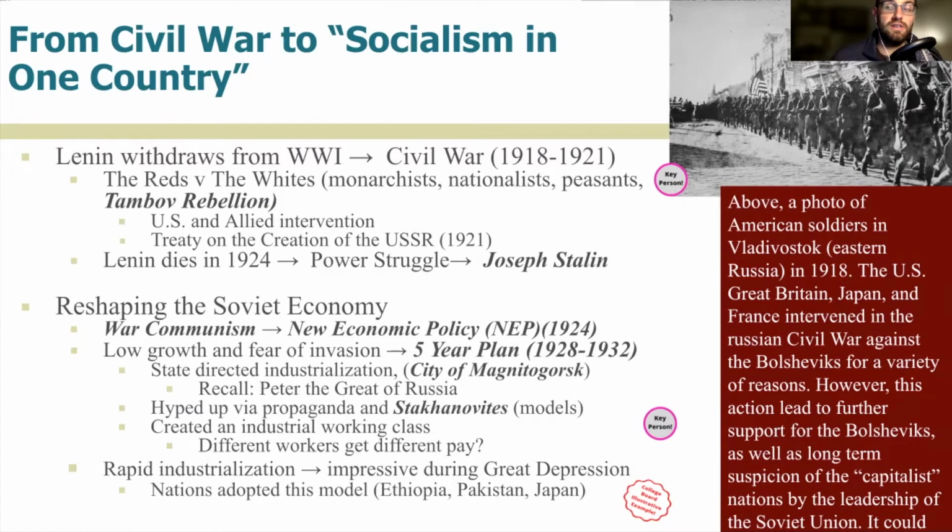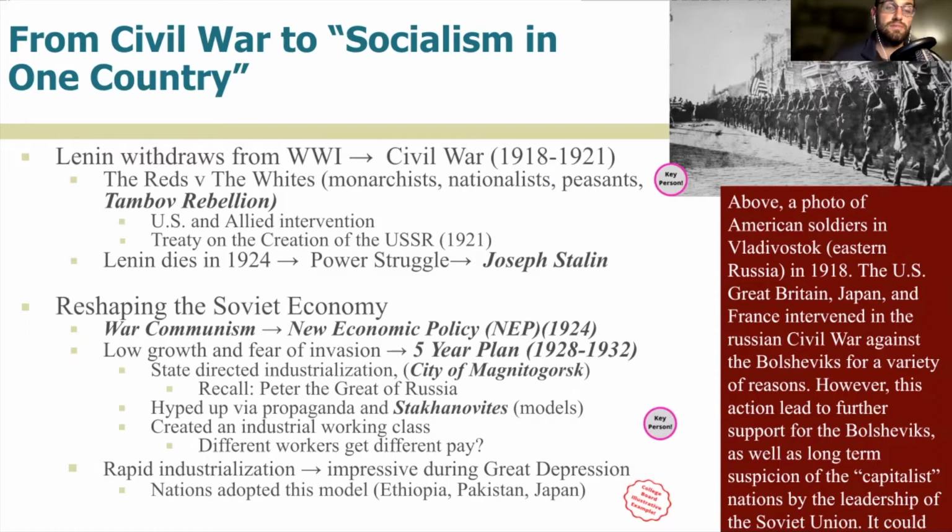This included monarchists who wanted to see the Tsar restored. It included nationalists who wanted their countries to become independent, and peasants who simply didn't like the idea of having to give up their grain to anybody. The Tambov Rebellion is one great example of this, where peasants did not want to give up their grain to Red Army units and were promptly attacked with poison gas and killed. So that clues you in, it was a pretty brutal civil war.